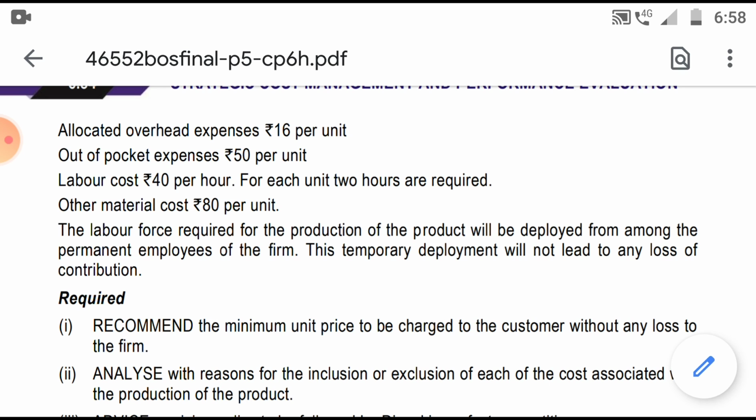The labor cost is 40 per hour, and for each unit 2 hours are required. The other material cost is 80.